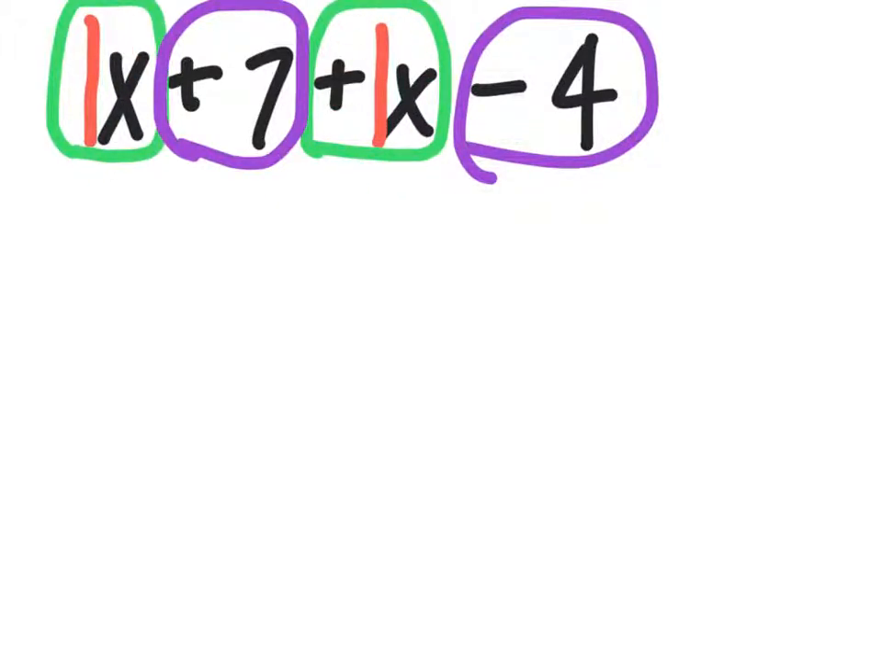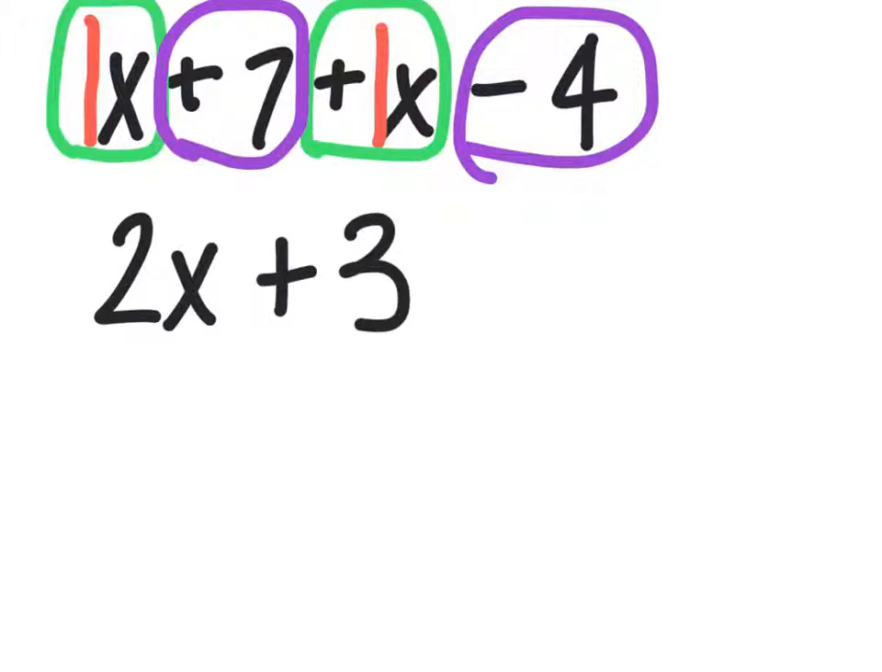Those are like terms. So when I combine my 1x plus 1x, I get 2x's. And then I've got my plus 7 and my minus 4. So plus 7 minus 4 would be a plus 3. So I can't combine any of that anymore because that's like 2x's and 3. So these are not the same as these, so they can't be smushed together.